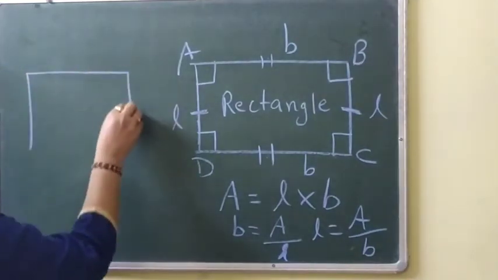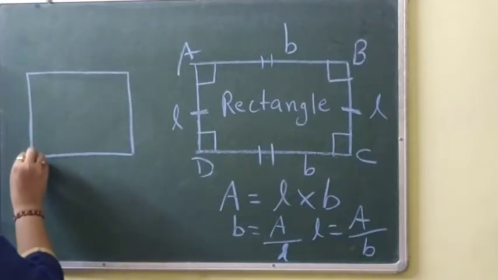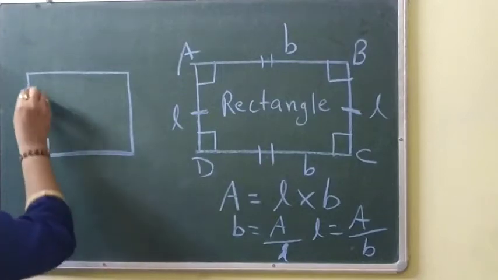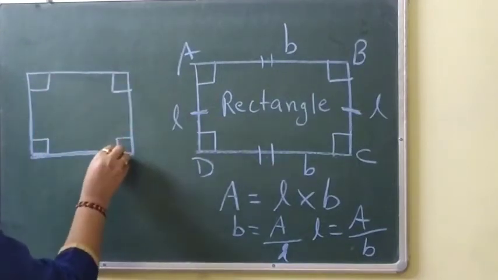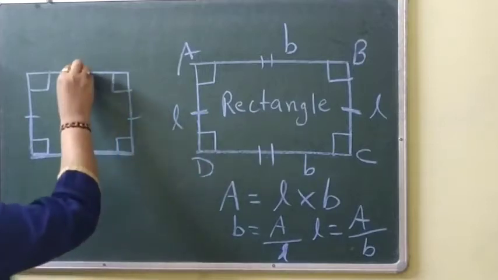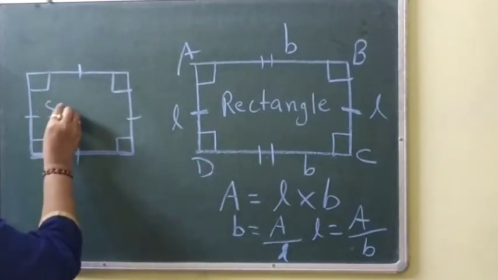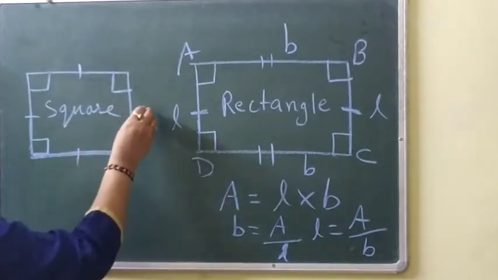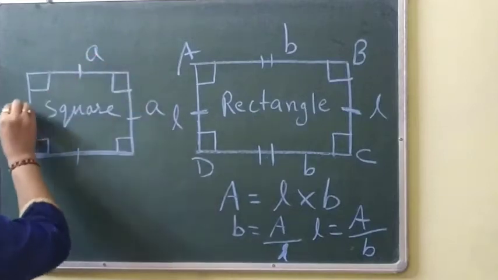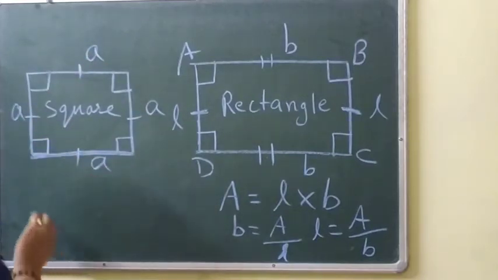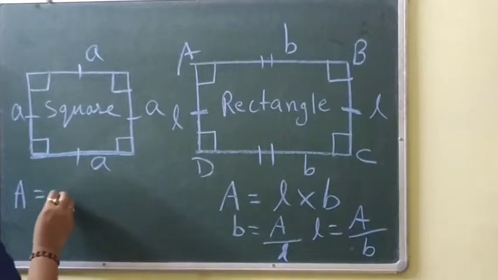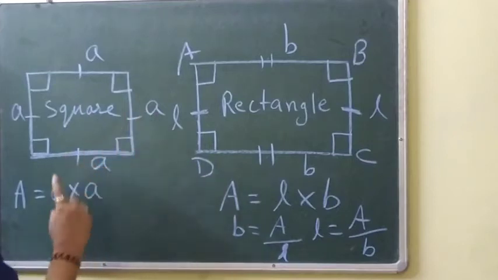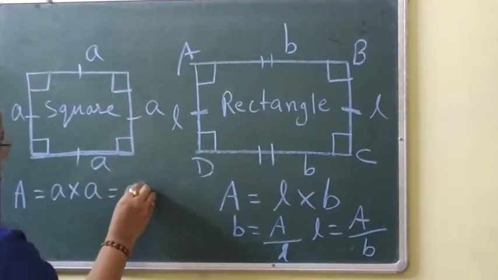Square means when all four sides are equal to each other, then that figure is called a square. In a square also each angle is equal to 90 degrees and all the sides are equal to each other. This one is a square. And area: suppose this side is A, then this will also be A, this one will also be A, this one will also be A. So the area of a square is length into breadth, and length and breadth are the same. So A into A, that is A square.